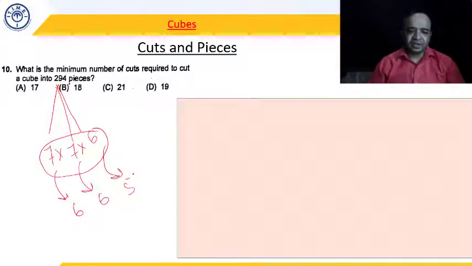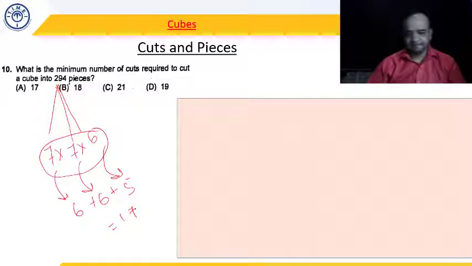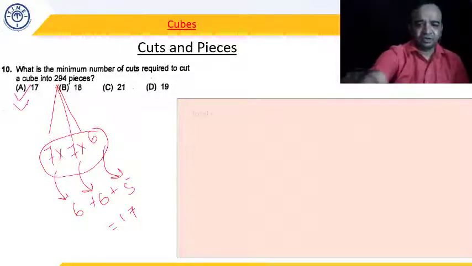The total number of cuts required is how much? 6 plus 6 plus 5, that gives us 17. 17 cuts are required. Fine. So the answer choice to be picked for this question is A. So just look at the solution.